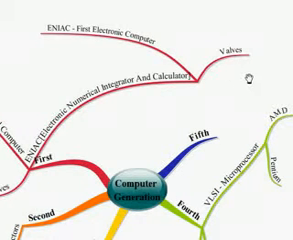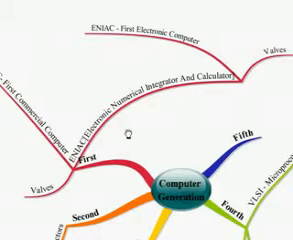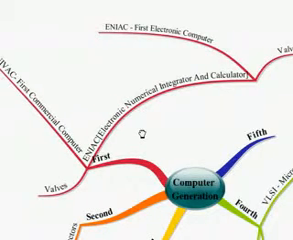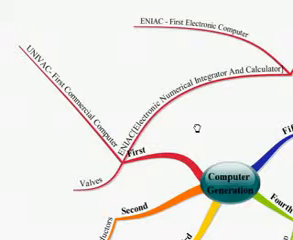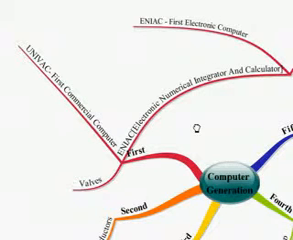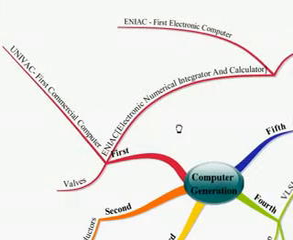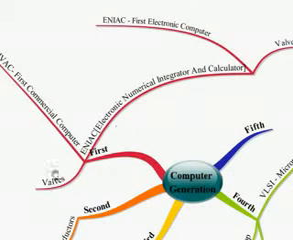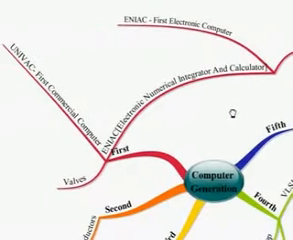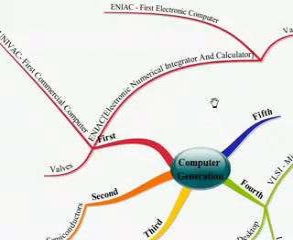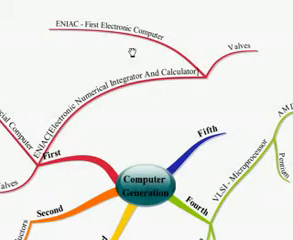Again, this uses valves for their process. And ENIAC is known as the first electronic computer. ENIAC, UNIVAC were the two popular computers among the first generation computers. The valve is an electronic device which was used for manufacturing these computers.